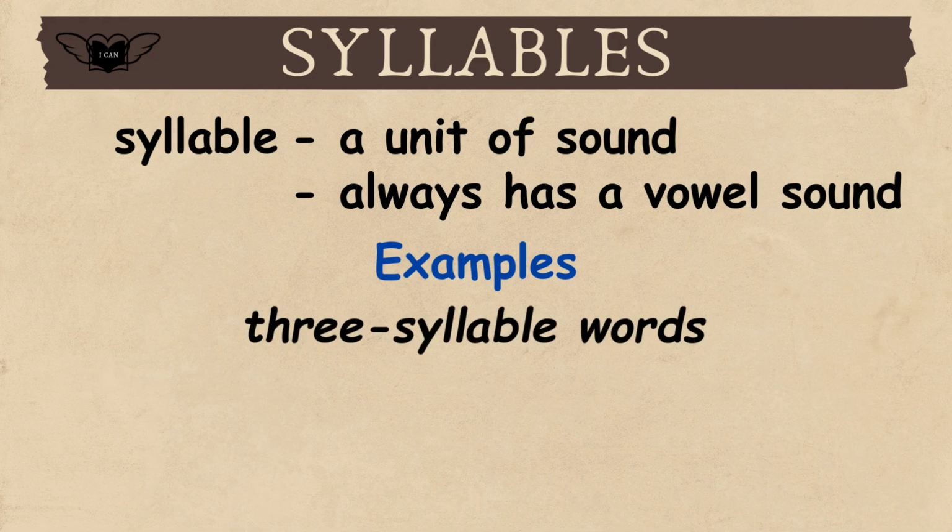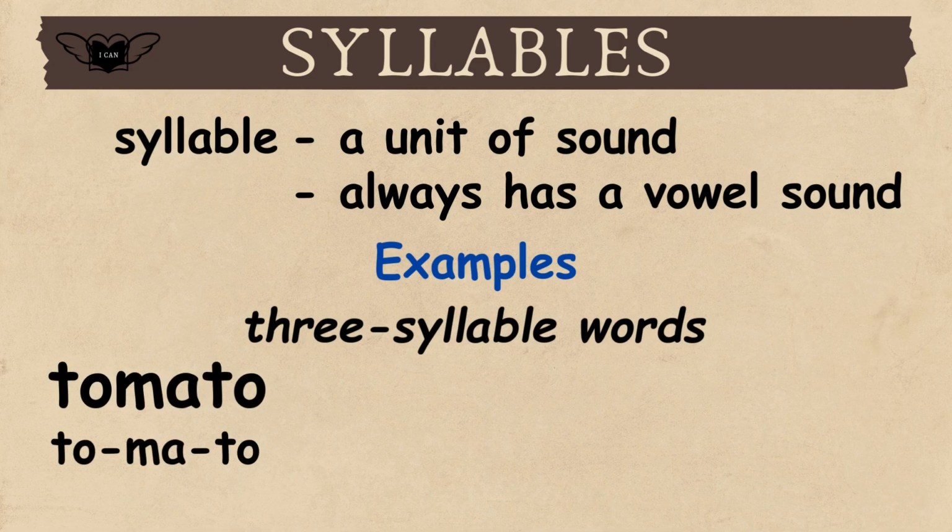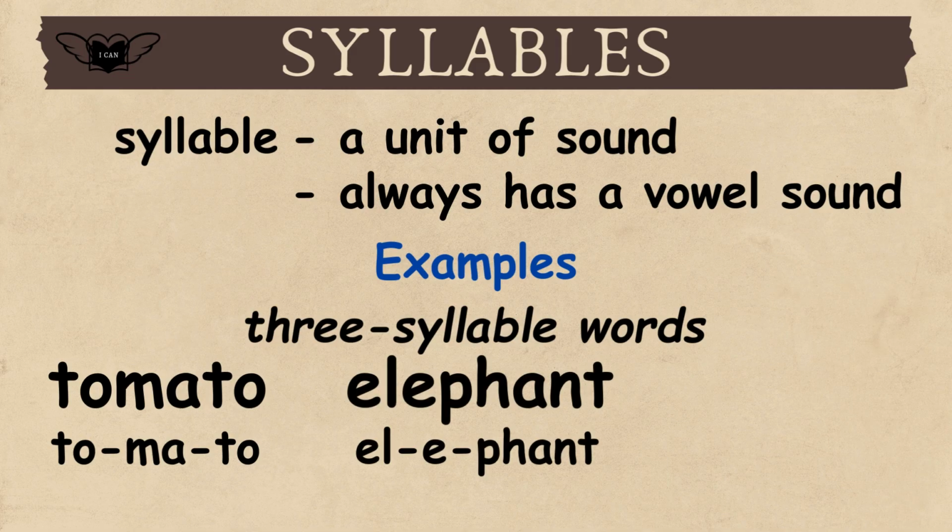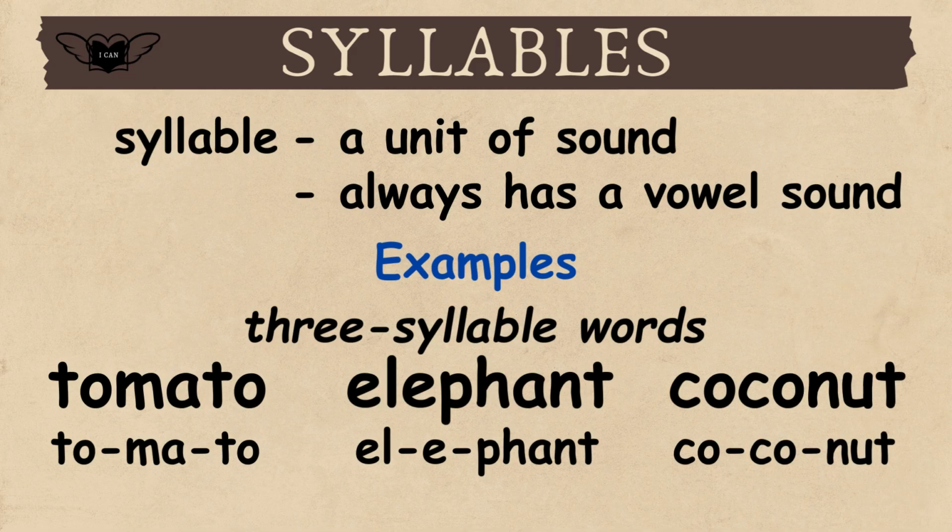Three-syllable words: tomato, elephant, coconut. As you can see, there are three vowel sounds, not letters, sounds, for each word.